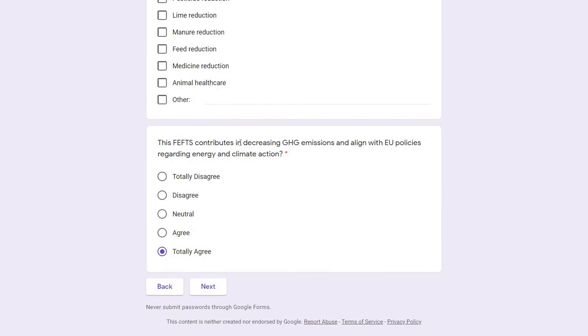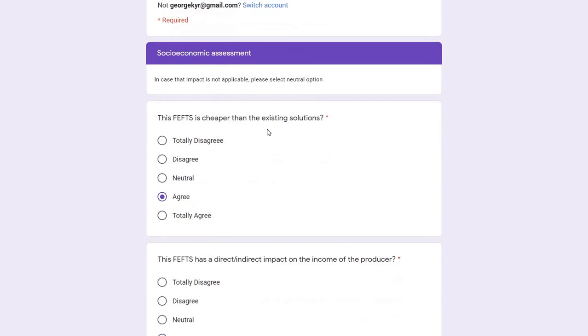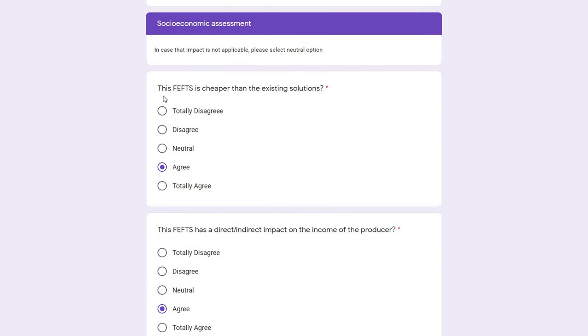But in the last question, if this theft contributes in decreasing greenhouse gas emissions and aligned with EU policies regarding energy and climate action, of course, I have chosen totally agree. Next page is about the socioeconomic assessment. Is this theft cheaper than existing solutions?